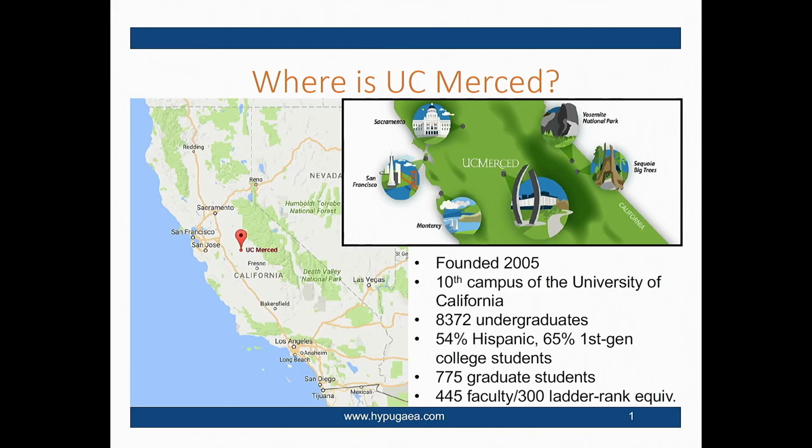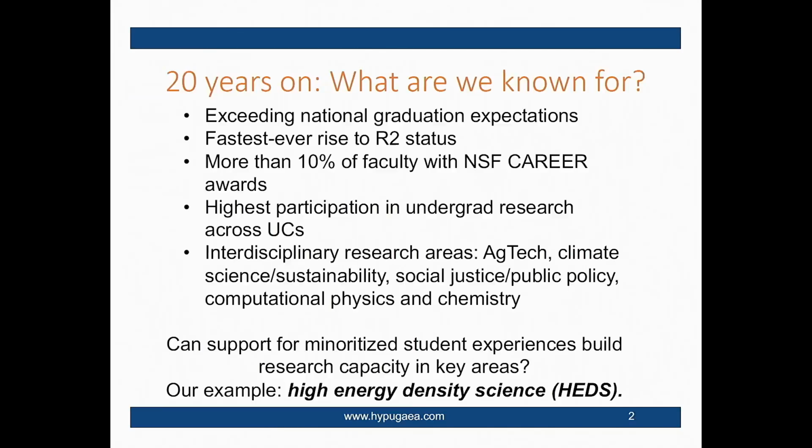So that's sort of the institution by the numbers. As I said, we're going to be entering our 20th academic year. Stuff that we're known for at this point, we exceed national graduation expectations. We have a lot of first-generation students and a lot of low-income students, as I said. And so the graduation expectations for people in our demographic groups are usually lower than what you see at our campus. We are known for being the fastest ever rise to this Carnegie R2 status, right?